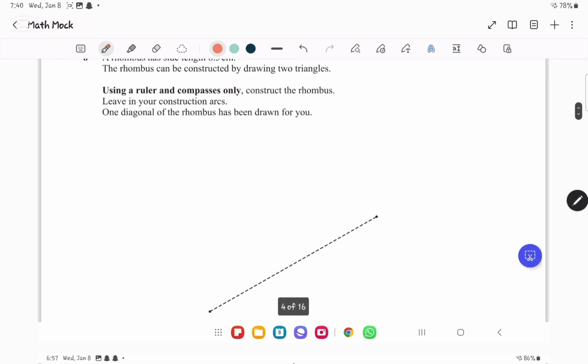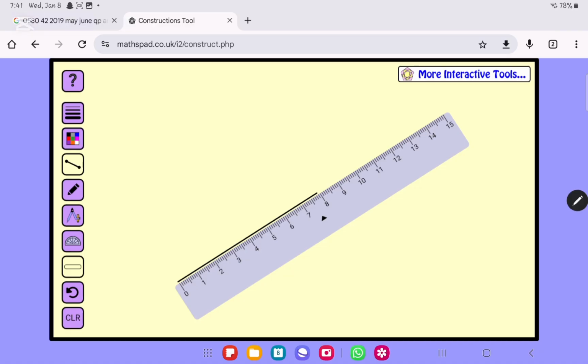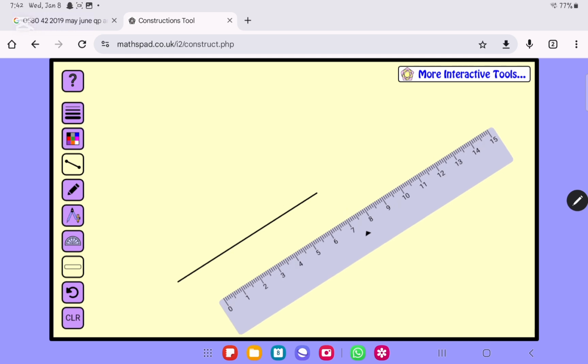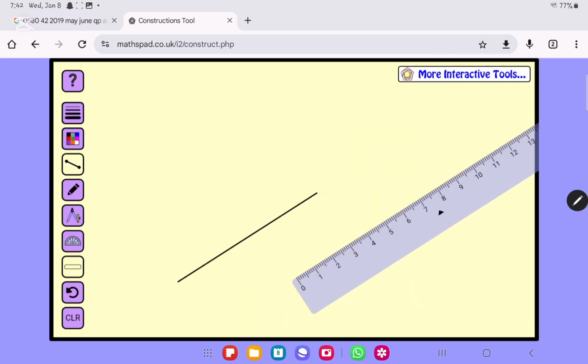Over here, I'm going to open a different app. This is the app that I am using. I did not measure the length of the line because I don't have a ruler on my tablet, so I had to open this up. Anyways, let us just assume the line is 8 centimeters. They want us to draw a rhombus of 6.5 centimeters length each.